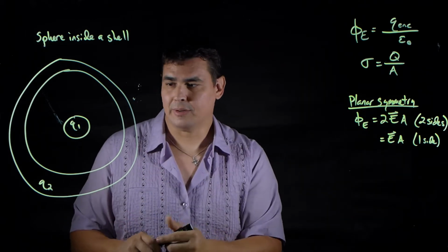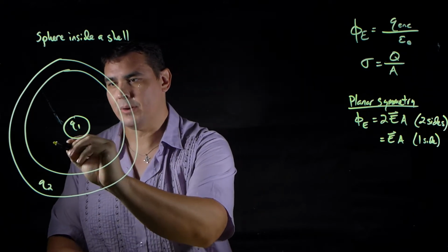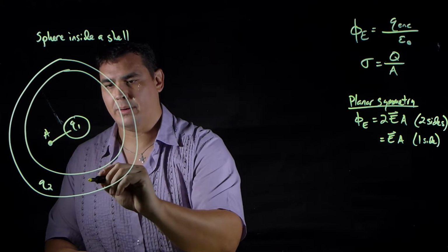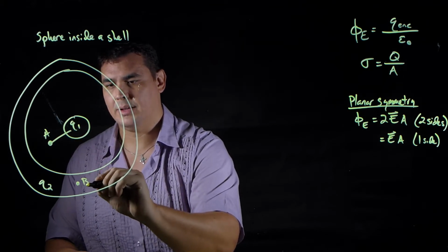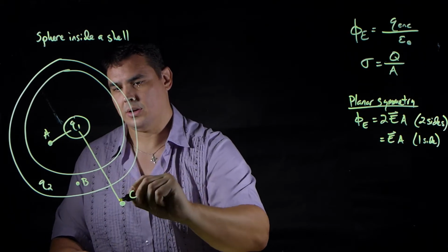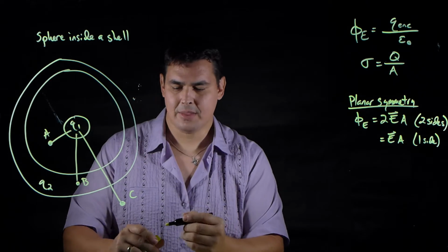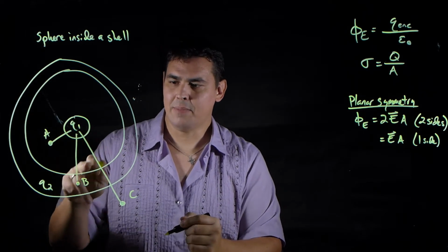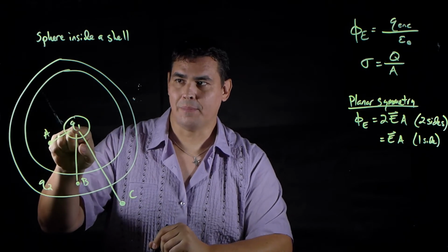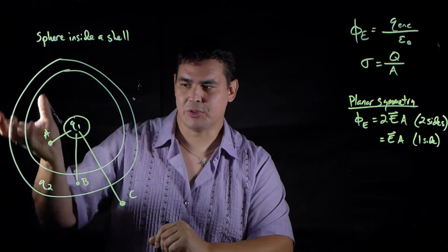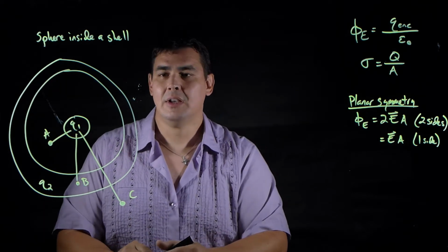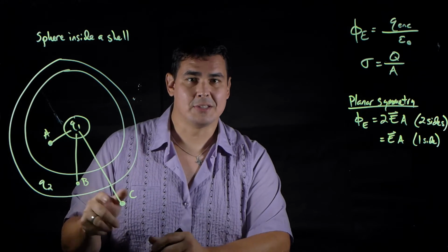So let's look at a sphere, right? Let's say I want to solve for the electric field at 3 points. So I'll call that point A, and I'll call point B somewhere inside here, and I'll call point C down here. Okay, so I want to solve for the electric field at A, B, and C. And so what I have is a sphere that's charged, Q1, and it's surrounded by a spherical shaped shell that's charged with Q2. Right, so both of them have charge, and they're both conductors. So let's do A and C, because B is a special case.